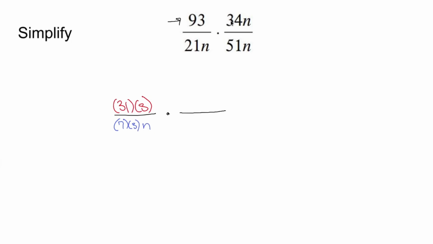We've got over here 34, which is going to be 2 and 17. So 2, 17, and then n comes along for the ride. And then 51 is going to be, what is that, 3 and 17? And then n comes along for the ride.